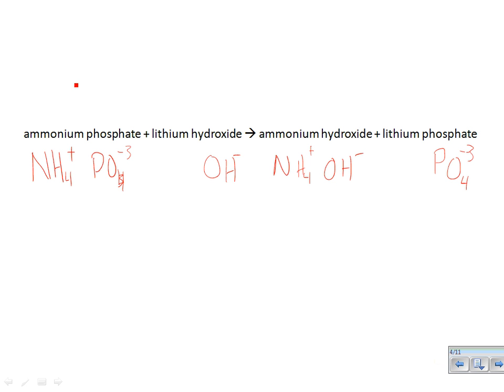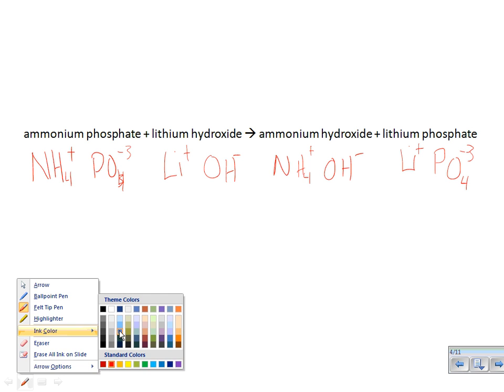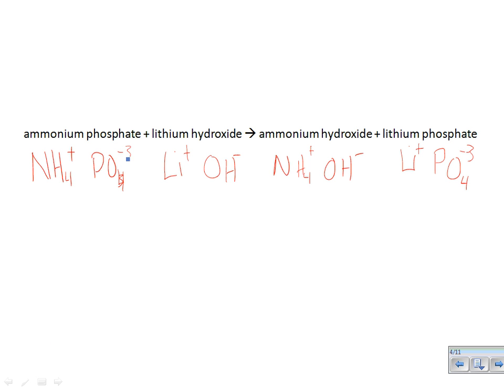We can go back here and write down the lithium cation next to the polyatomic anions that it is bonding with. Now what we need to do is figure out in what ratios these ions combine to form compounds. And we can do that using the cross and drop method. We will need 3 ammonium ions to every 1 phosphate. This is a 1-to-1. This is also a 1-to-1. And over here we will need 3 lithium to every 1 phosphate ion.